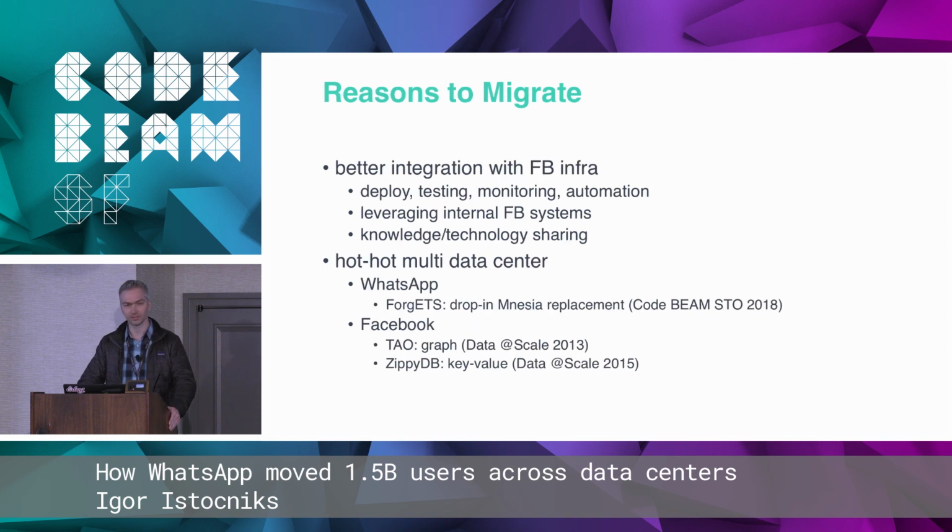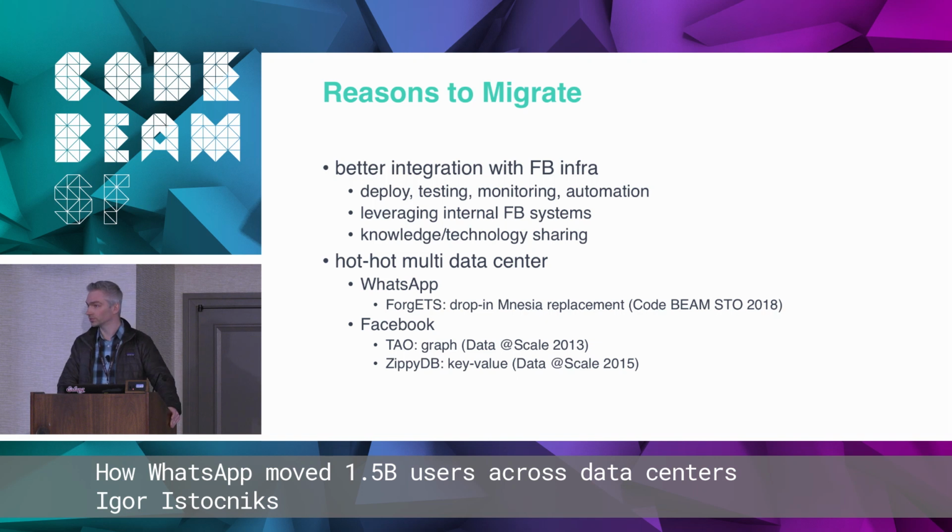So why did we decide to migrate? A big reason was to start leveraging internal Facebook systems more and more to take advantage of them. We wanted to start using Facebook's deployment techniques, testing, monitoring, automation, all this stuff. And once we were there, the idea was that it would be so much simpler and easier to share knowledge and technology between the two orgs. Another, more technical reason to move was to get to an actual real hot multi-data center architecture.